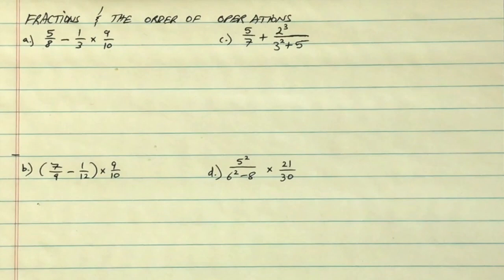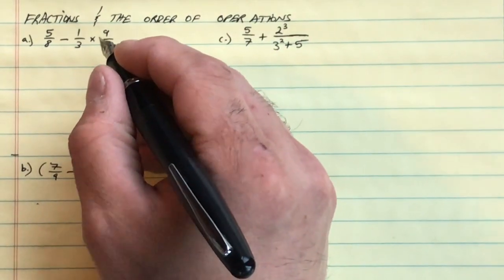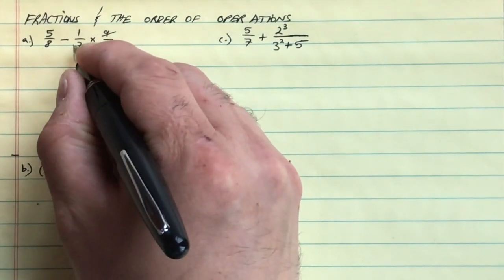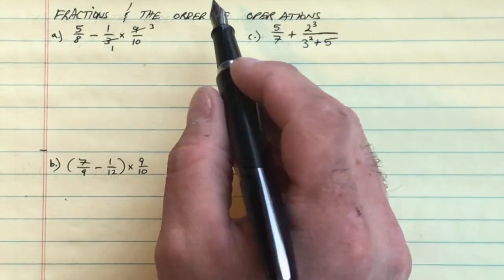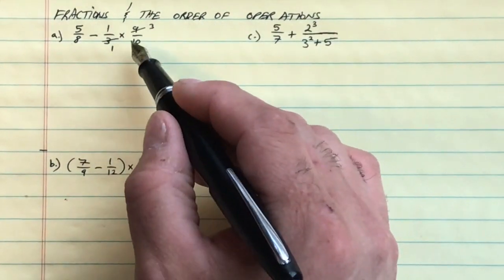All right, let's take care of problem A. The first thing we've got to do is our multiplication. So we take care of any canceling that we have. Right here, we've got some canceling we can do with 9 and 3. So that would turn into 3/1. Now you're going to do the multiplication, 1 times 3 and 1 times 10. So that gives you 3/10.